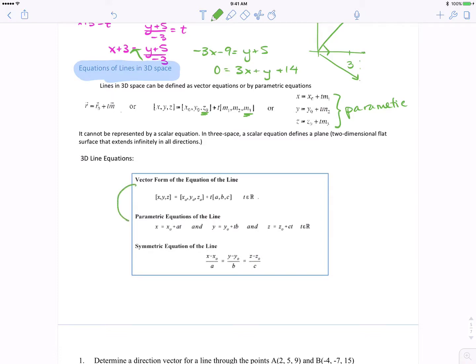Remember, to go from vector to parametric, split up your terms. To go from parametric to symmetric, isolate for t and set equal, and then symmetric to get scalar.